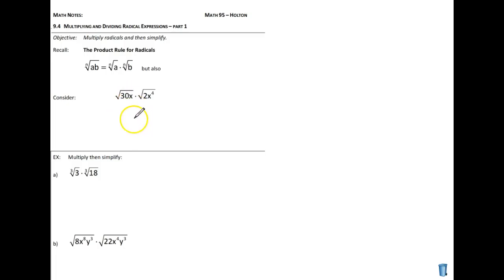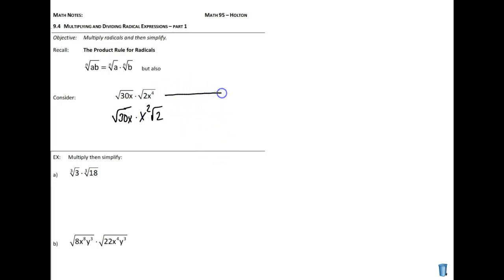So considering this, square root 30x times square root 2x to the fourth, if I were going to simplify, I really can't simplify 30x because that is 2 times 3 times 5, and then times x. That doesn't actually simplify anywhere, so that doesn't help me. Now, square root of 2x to the fourth, I can pull this out to be x squared times the square root of 2, but this doesn't actually simplify my original problem a whole lot.